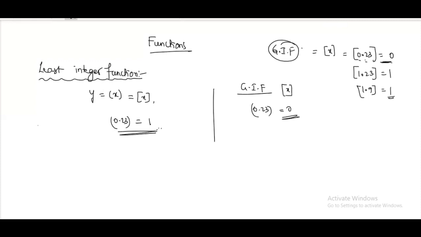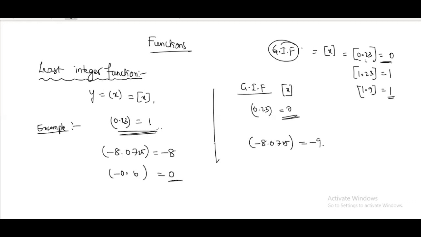A few more examples: I can take minus 8.0725. In the least integer function I'll get minus 8, and in the greatest integer function, minus 8.0725 will be minus 9. Like this, minus 0.6 in the least integer function will be 0, the integer greater than this value. Minus 0.6 in the greatest integer function is minus 1. So this is the way we define the least integer function.